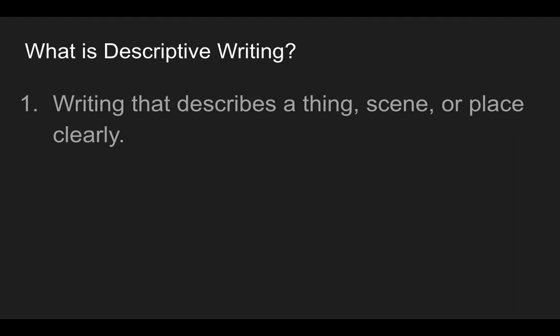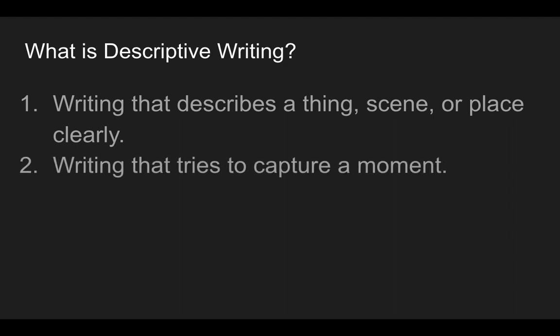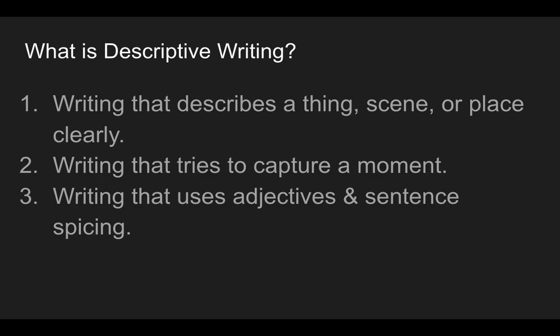Okay, so when we're writing descriptively, we are describing a thing, a scene, a place, and we're trying to do so clearly. Okay, number two, it's writing that, again, as I mentioned before, you're trying to capture the moment. And you'll find that this type of writing is often going to use adjectives, and we also want to use what I call sentence spicing. That means that I'm hoping to see a wide variety of our different sentence types that we've been learning. So up till now, we've learned about 7 different main core structures, and then we've learned some additional tools like PLMPs and scoopable phrases. So I'm hoping to see that you're incorporating these writing tools as you're building your paragraphs.